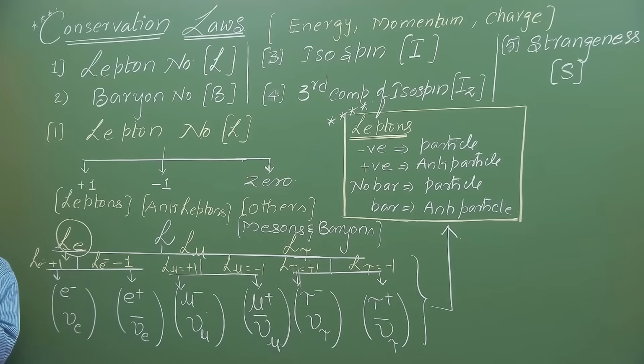Once again, everybody say leptons. How to write the lepton number? For leptons, there is a plus or minus 1. If there is a positive sign and no bar, positive; if there is a bar, negative sign; with a positive sign and a bar, the opposite.